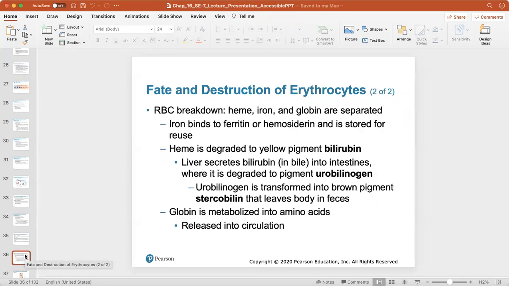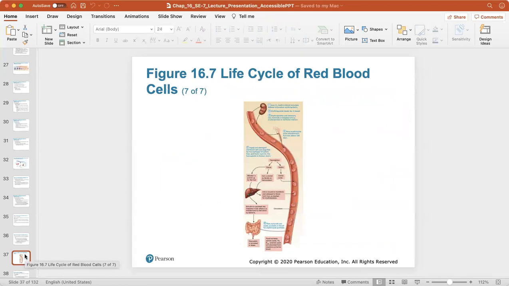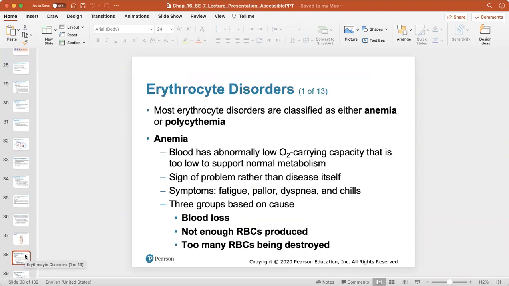In red blood cell breakdown, the heme, iron, and globin will be separated and basically recycled. Heme will be degraded to the yellow pigment bilirubin. The liver secretes bilirubin into your intestines, where it's degraded into urobilinogen, and that will be transformed and leave the body in feces. Globin will be metabolized into amino acids, which will be released into circulation. So this just shows you how the life cycle of your red blood cells will be recycled and used. The breakdown products of it will be used as well.